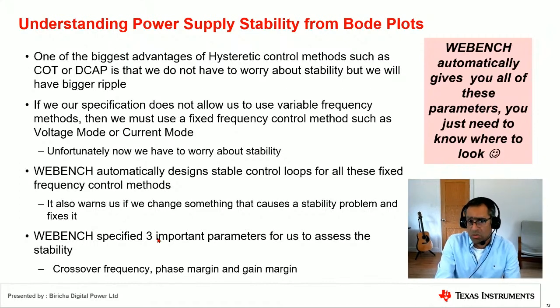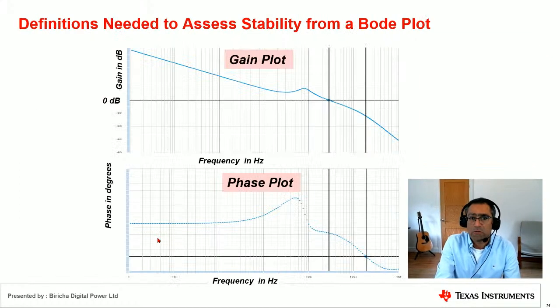So all you need to know when WEBENCH creates your design is what to look for. Now, this is a Bode plot, that is the gain plot, this is the phase plot. Many times these two are superimposed on top of each other and you've got two axes. Maybe you've got gain on this side and you've got phase on this side. But we said that we've got crossover frequency, phase margin, and gain margin.